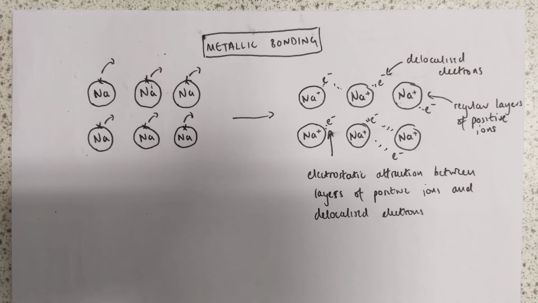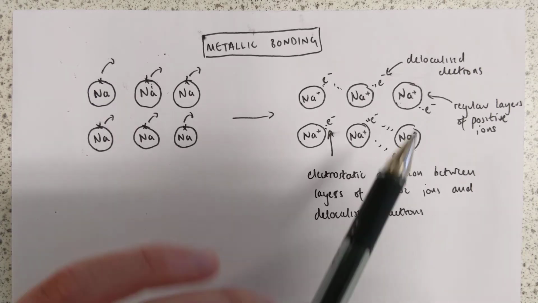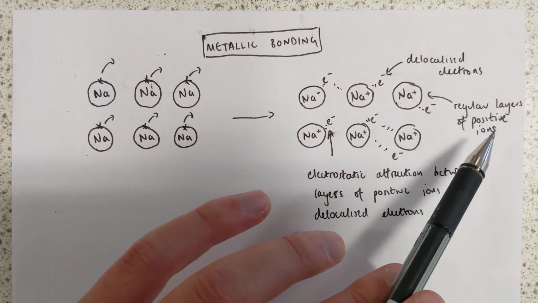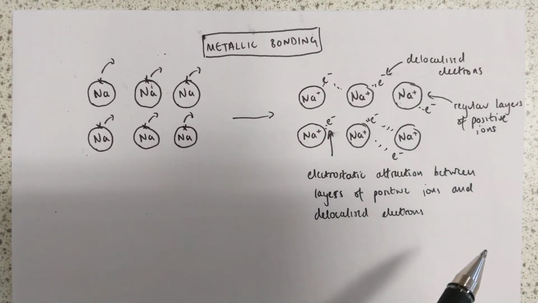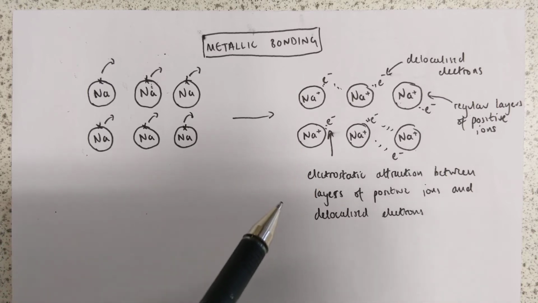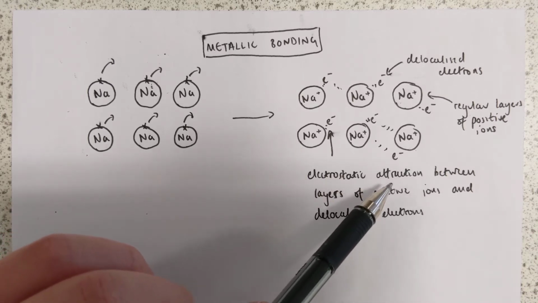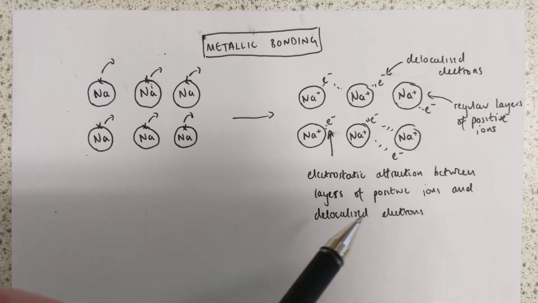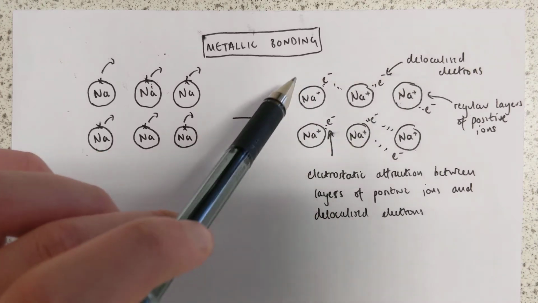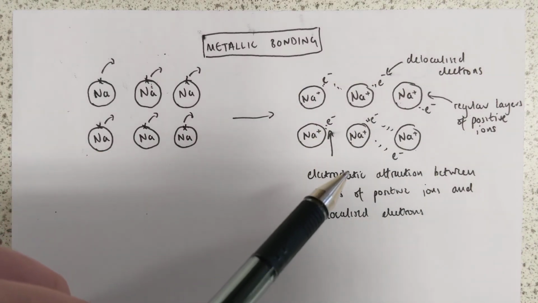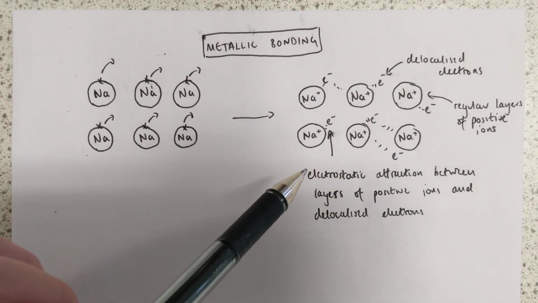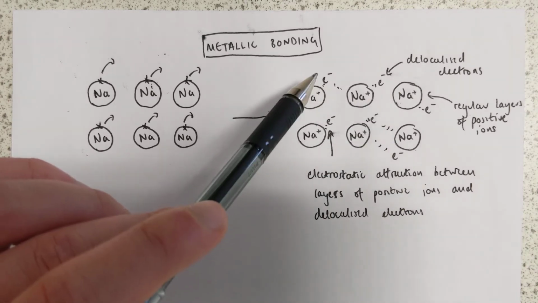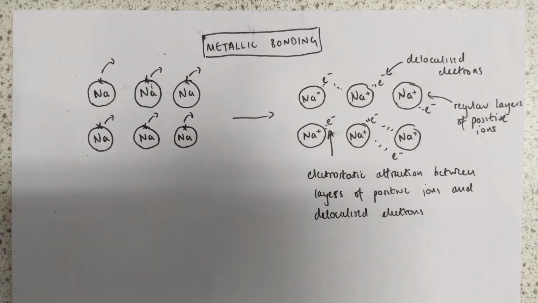So if you were asked to describe the structure of metallic bonding, which is just metallic structure, you would describe the fact you've got regular layers of positive ions and you've got delocalized electrons in between them. If you're asked to describe the bonding of a metallic structure, you'd be describing the electrostatic attraction between those layers of positive ions and the delocalized electrons. So once we got that picture, that is the same picture you're going to have to draw for every single metal. It doesn't actually change depending on the metal. You always will get these positive ions in layers, and you always will get electrons going in between them.